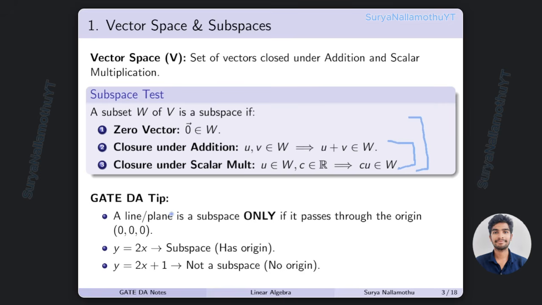If the three conditions are followed, then we call it a subspace. The great diagram tip is that a line or plane is a subspace only if it passes through the origin. Y equals 2x has the origin, because if we apply x as 0, then y will be 0, and we get the point (0, 0). If x is 0 but y is 1, it does not pass through the origin, so it is not a subspace. You need to remember these simple tricks, then it is easy to answer these types of questions.